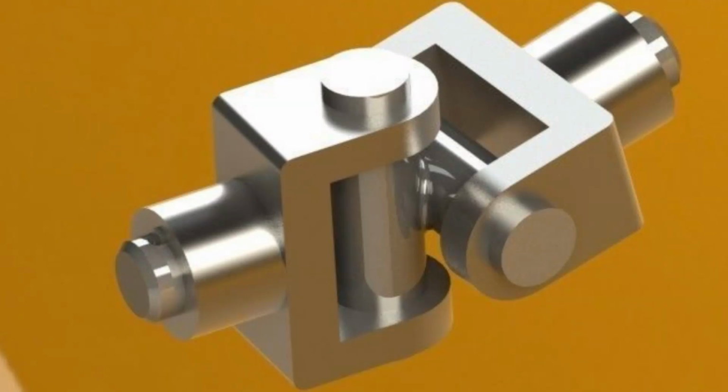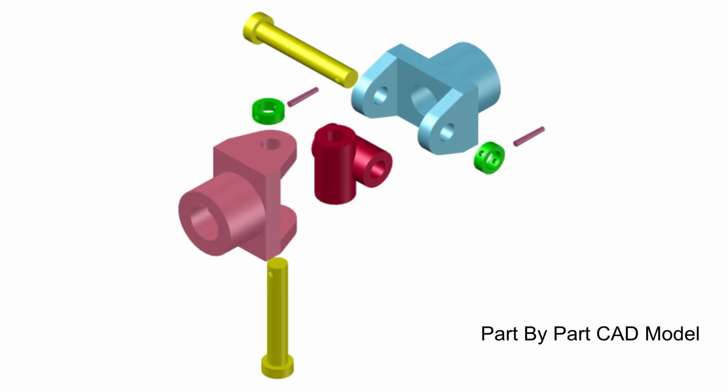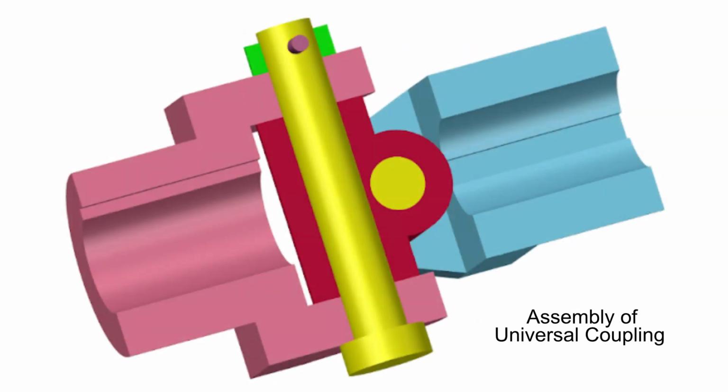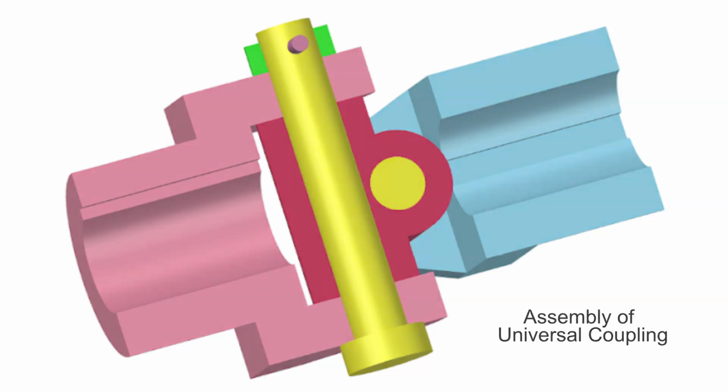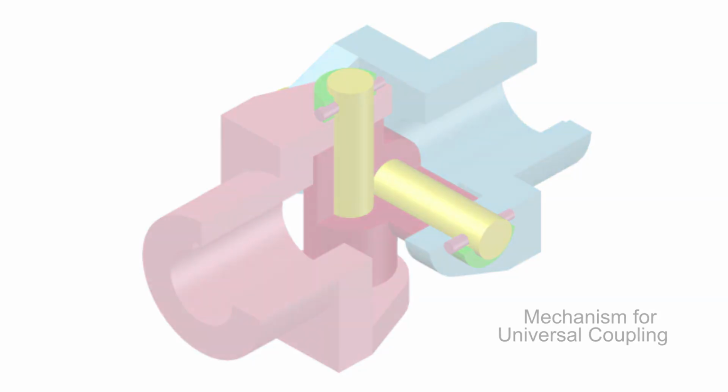So in this video we are going to see how to create a CAD model for universal coupling in Creo Parametric 8.0. This video is going to contain three different sections. The first section is going to cover how to create the parts of the universal coupling part by part. In the second section we are going to see how to create an assembly of the universal coupling. And in the third section we are going to see how to assign a mechanism and see how it is going to work in the applications. So without any delay, we'll get into the video.